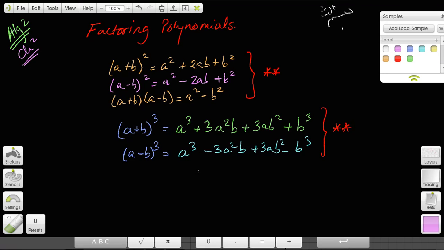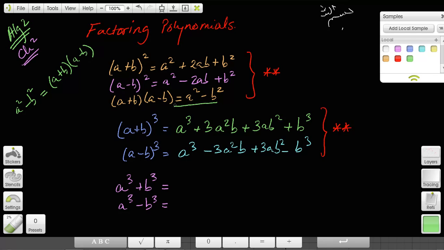There's another set like this that I have to introduce to you today, and this is new, and after we have learned these, we'll be ready to factor polynomials, inshallah. And that is this: a cubed plus b cubed equals, and then you have a cubed minus b cubed equals. Now look, if I give you a squared minus b squared, that is a plus b times a minus b, right?